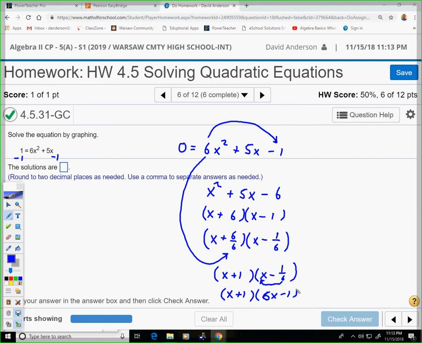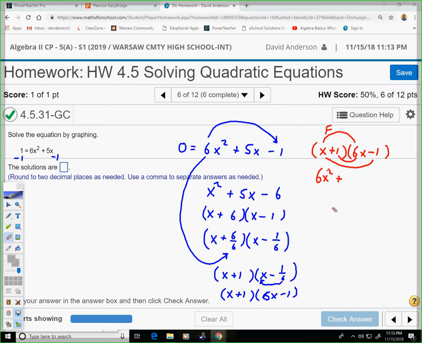All right, so what I'm claiming is that these two binomials, when I FOIL these back together, they equal this. Let's just double check that real quick. Alright, so I got x plus 1 times 6x minus 1. Let's do the F of FOIL. That x times 6x makes 6x squared. Let's do the O and the I of FOIL.